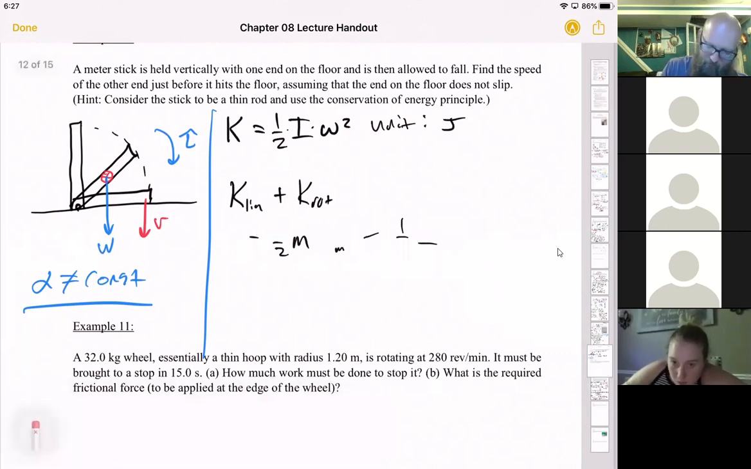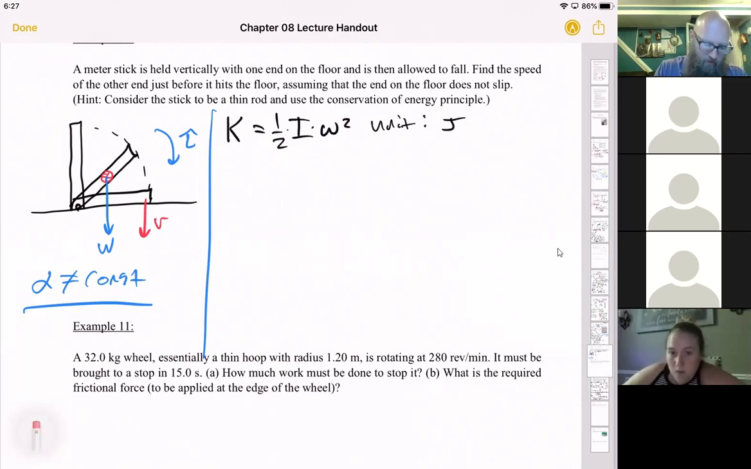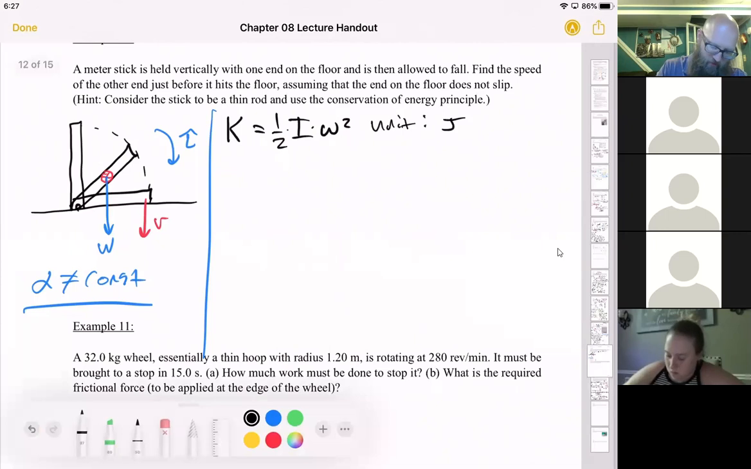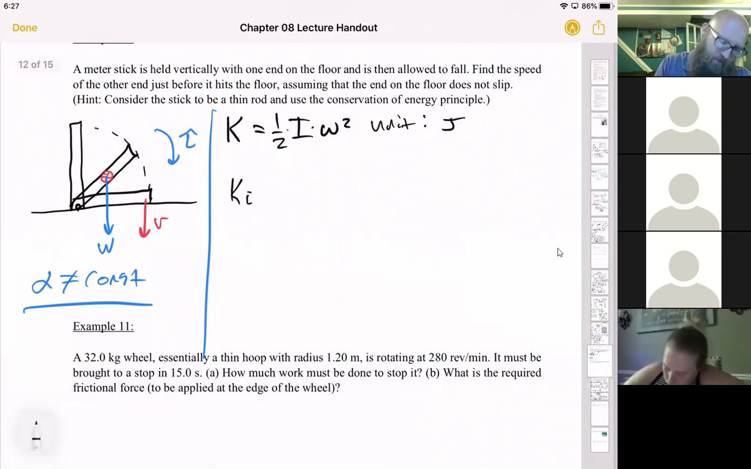Okay, that goes away. So we're just doing conservation of energy here. We're saying K initial plus U initial equals K final plus U final.